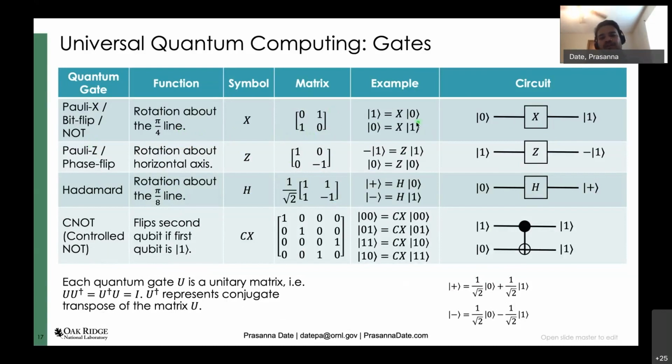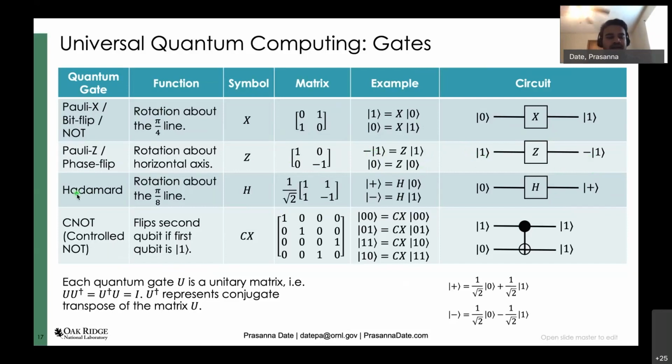It's denoted by the symbol X, and here is the matrix for that. An example would be that the NOT gate flips ket 0 to ket 1 and ket 1 to ket 0, and the corresponding circuit diagram is shown on the right here. The second gate is the Pauli Z gate, or the phase flip gate, and it's simply a rotation about the horizontal axis. It's denoted by Z, and the corresponding matrix is 1, 0, 0, minus 1. If your initial state is ket 0, it remains unchanged, whereas if your initial state is ket 1, it gets multiplied by a minus sign.